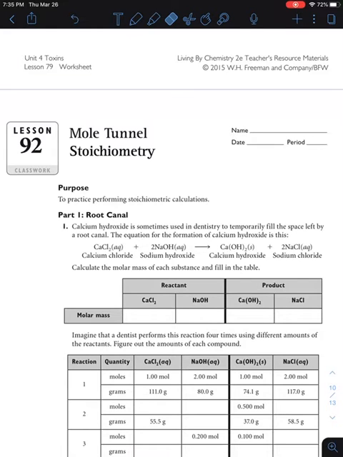So some of you may have questions on lesson 92. So 92 is talking about how we're going to take all of the components that you've learned. You've learned how to do gram formula mass. Okay, gram formula mass is ultimately just calculating what the mass of each element is in a compound. You've learned how to do moles to mass, and hopefully the reverse as well. So this component is tying it all together.